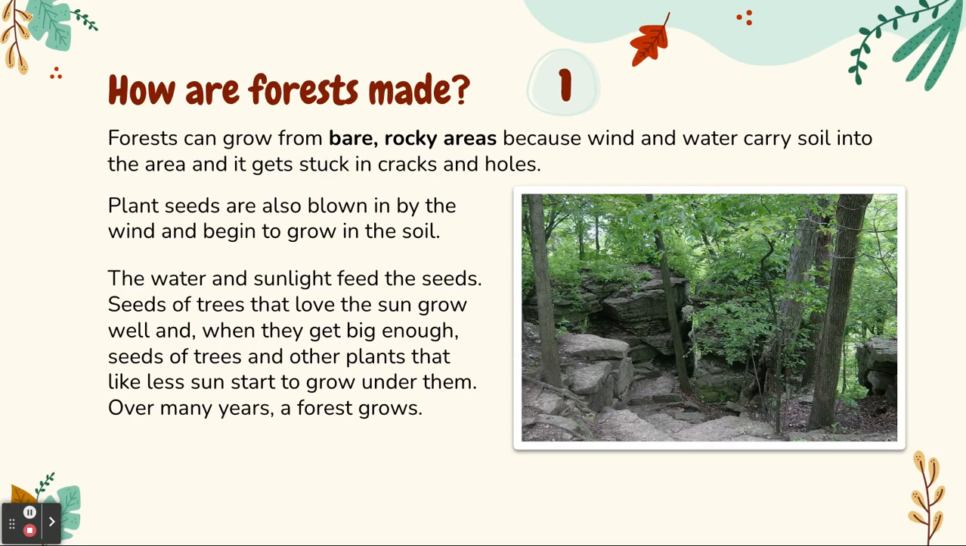How are forests made? Forests can grow from bare, rocky areas because wind and water carry soil into the area and it gets stuck in cracks and holes. Plant seeds are also blown in by the wind and they begin to grow in the soil. The water from rain and rivers and sunlight feeds the seeds. Then the seeds that love the sun grow first and they grow well. And when they get big enough, the seeds of trees and other plants that don't quite like the sun as much will start to grow underneath those sun-loving trees. Over many years of this, a forest grows.